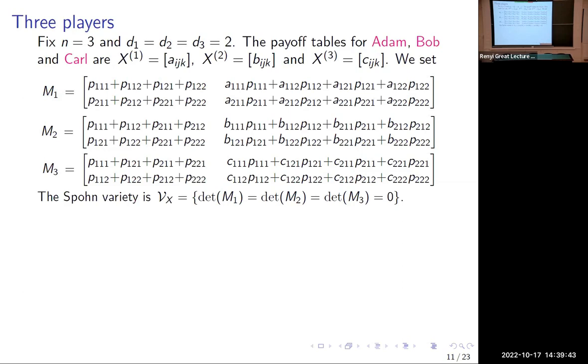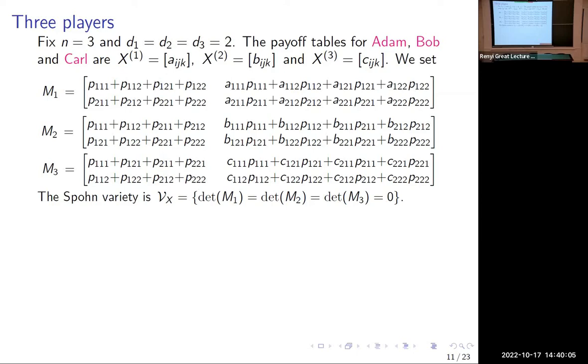Now let's look at 3 players. Suppose I have 3 players, each of whom has a binary choice. So n is 3 and D1, D2, and D3 are 2. Let's call the players Adam, Bob, and Carl. So they have 2x2x2 payoff tensors: A for Adam, B for Bob, C for Carl. Then here are the matrices.